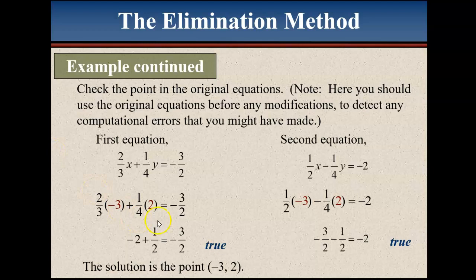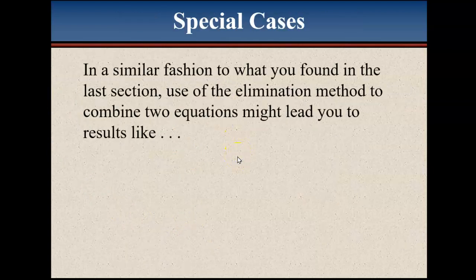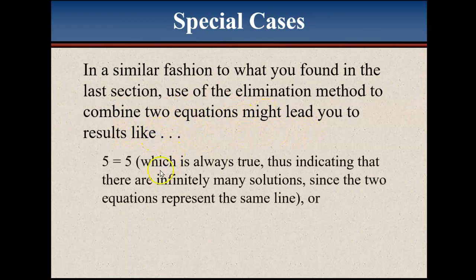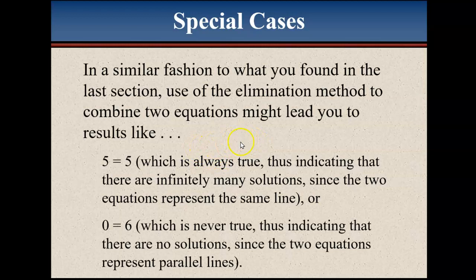Okay, special cases. In a similar fashion to what you found in the last section, using elimination might lead you to results like 5 equals 5, which means that the lines are coinciding, an infinite number of solutions. 0 equals negative 6 indicates that the lines are parallel. Notice that all the variables are gone in both of those cases. If you have a variable left, you probably have a point of solution.